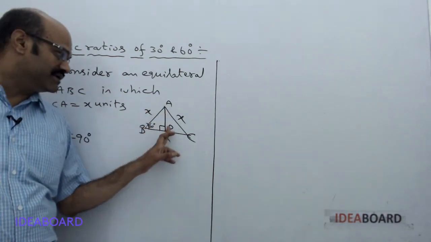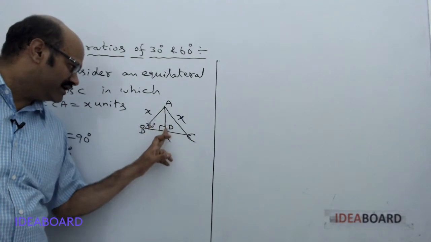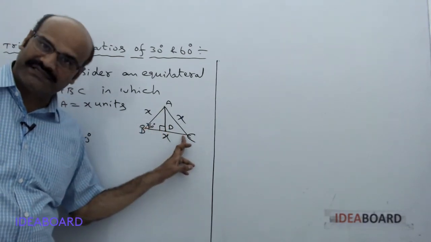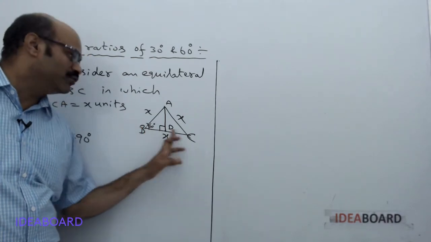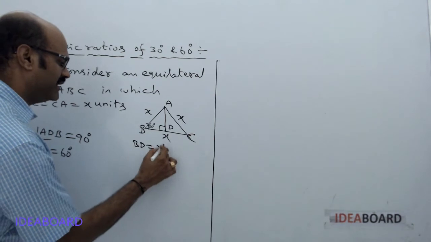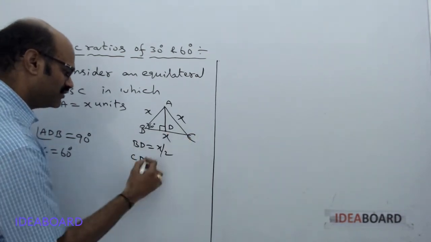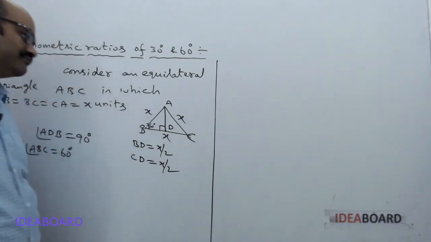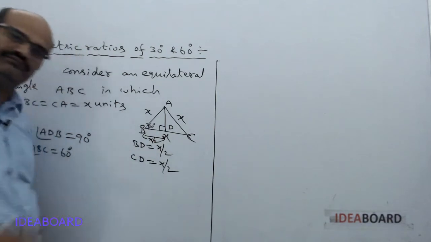Now here, AD is the perpendicular bisector of BC. Since AD is the perpendicular bisector of BC, the point D divides BC into two equal parts. So BD equal to x by 2. CD is also equal to x by 2. Now this length equal to x by 2 we have.